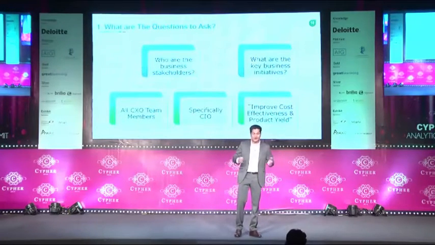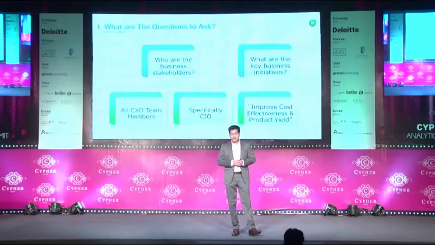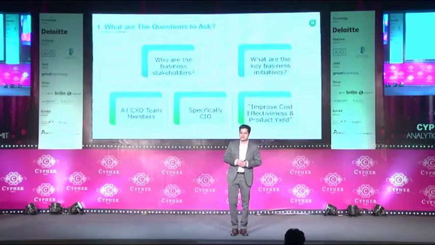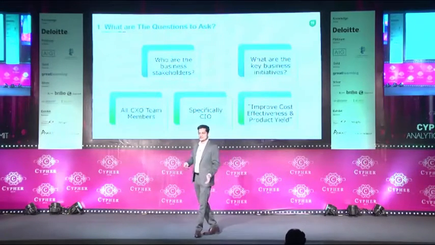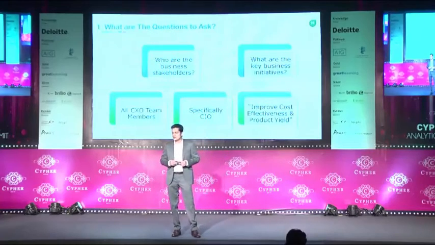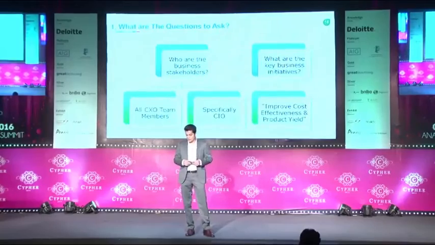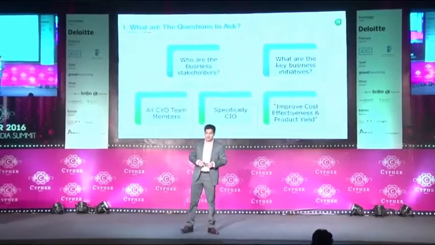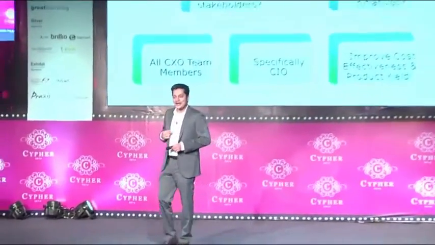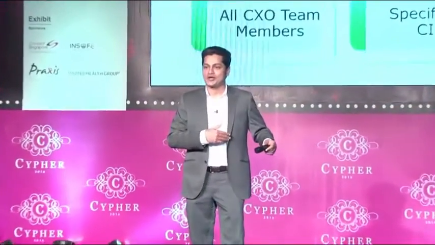So, step number 1, what are the questions to ask? Who are the business stakeholders? That one is pretty simple. You are doing something for a company. The most obvious answer is the whole CXO team, preferably the CIO, preferably the CEO. We are also saying CIO because, in the end, being an IT product company, the CIO is a major customer for us. So we go and ask them.